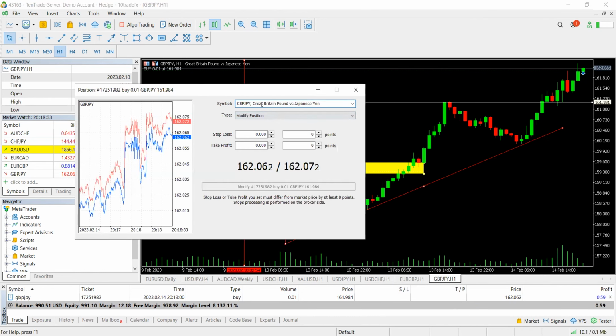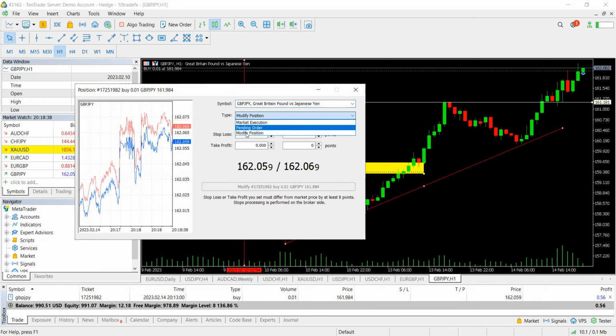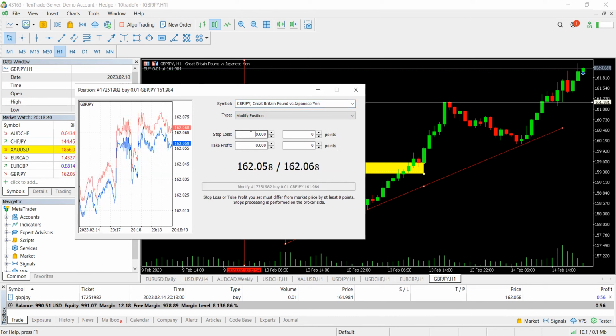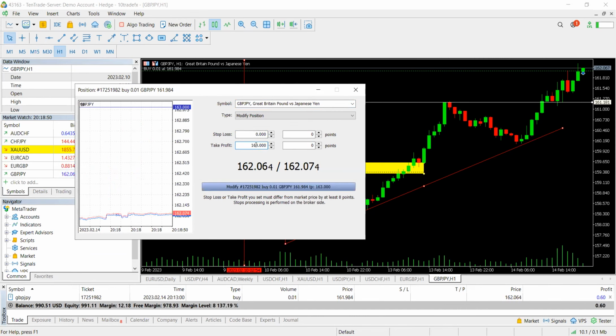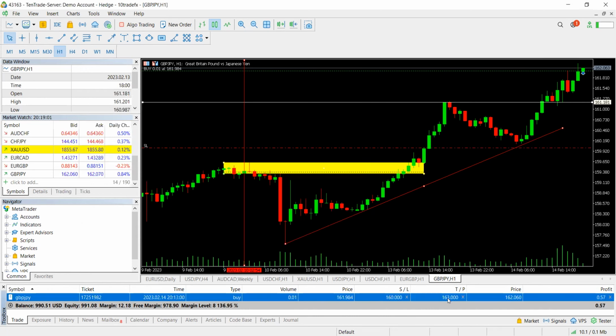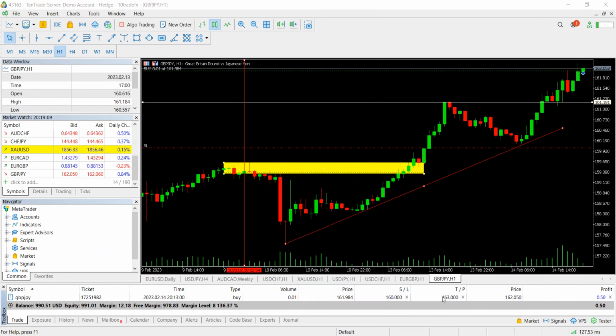When you do that, you can see type modify position, and then you can edit your stop loss, you can edit your take profit. Once you are done with that edit, for example, let me edit my take profit to 163.000. My stop loss, I want to change it to 160. Once I do that, click on modify, and then those details are now added to my trade. It's as simple as that.